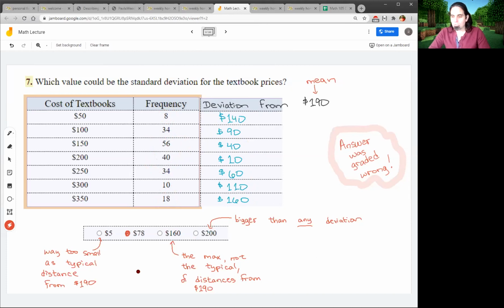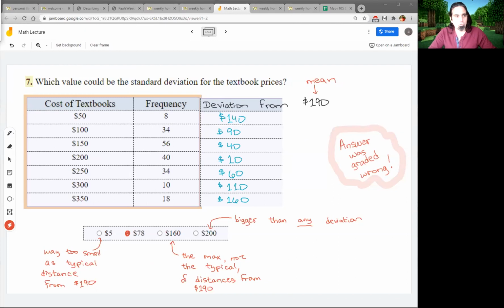Okay, questions on any of those old homework problems? Where did you get the deviation from? Or the deviation from 140 from what, 190? I just didn't understand the deviation at all.